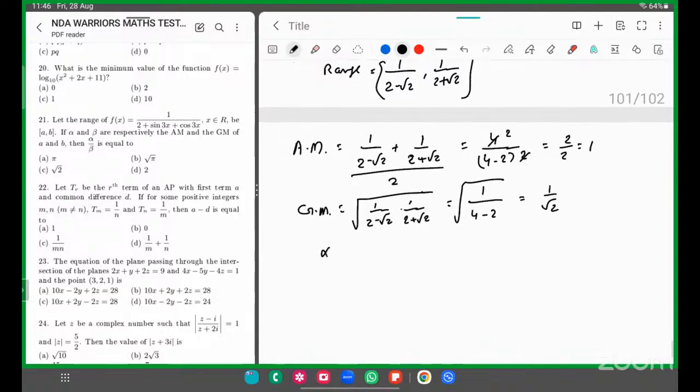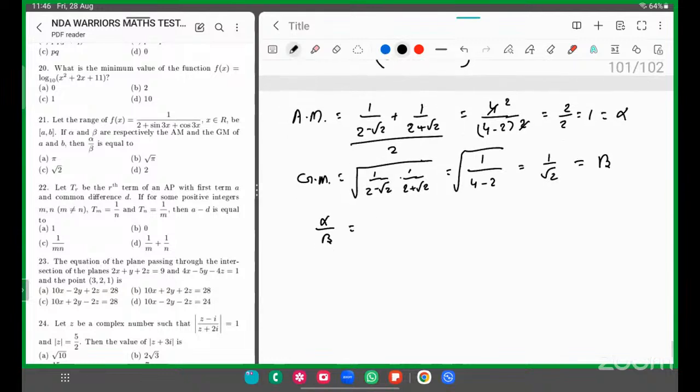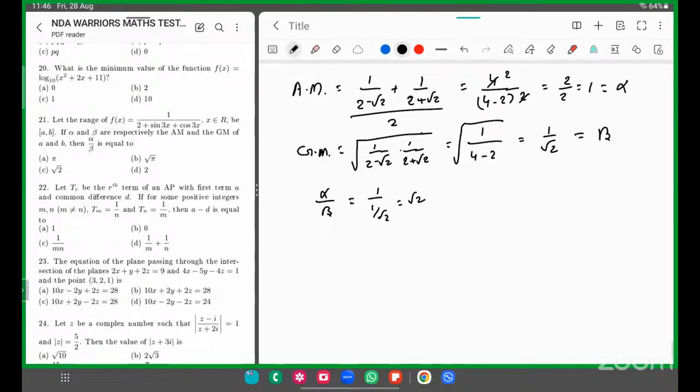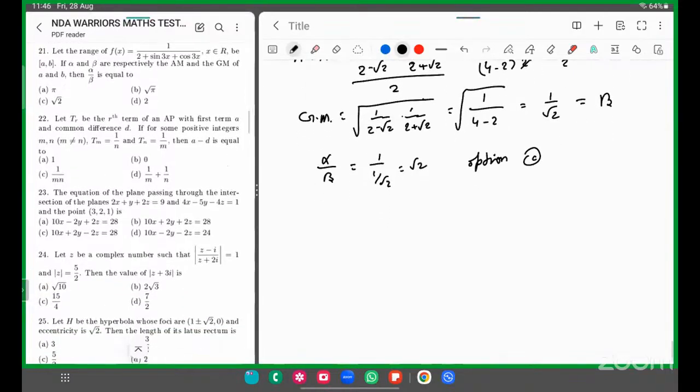So they are asking about alpha by beta. They are saying take this one as alpha and this one as beta. Alpha by beta is 1 by root 2 divided by 1, that is root 2. Where is the option root 2? Option 3 is the correct answer. Okay, students, moving to question number 22.